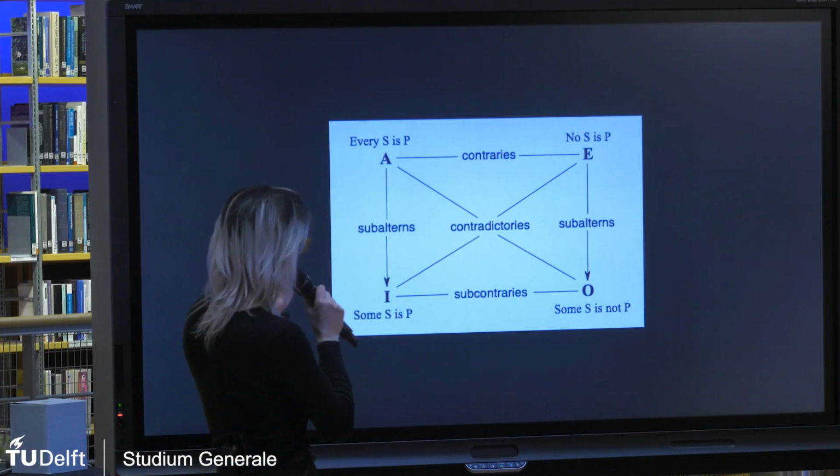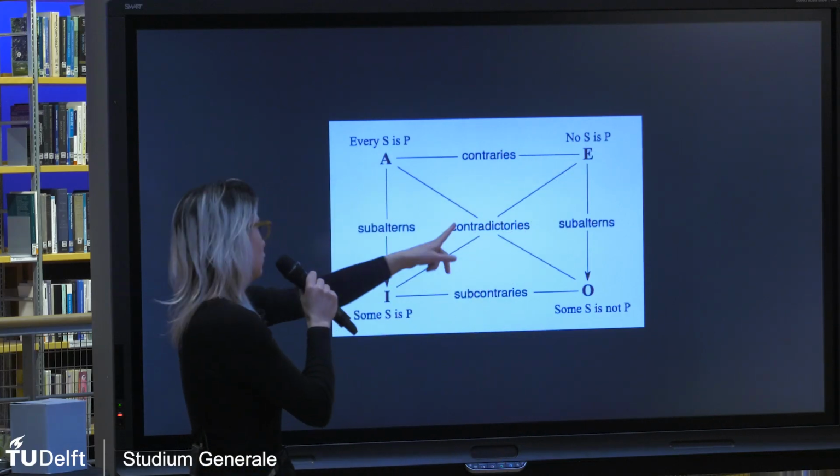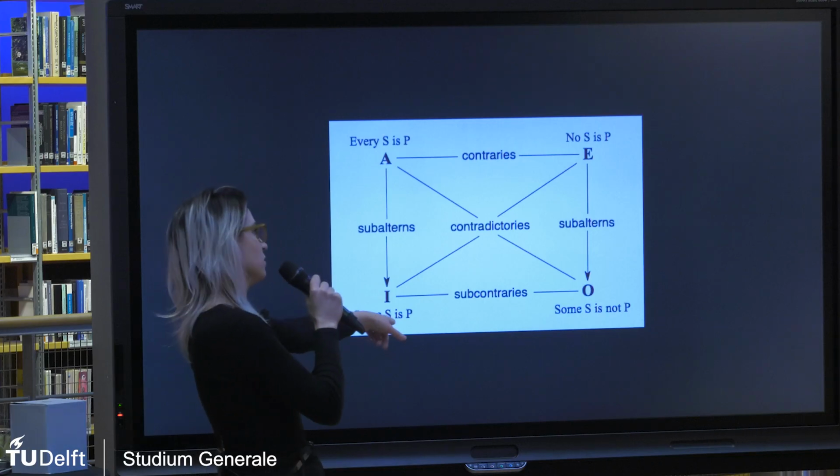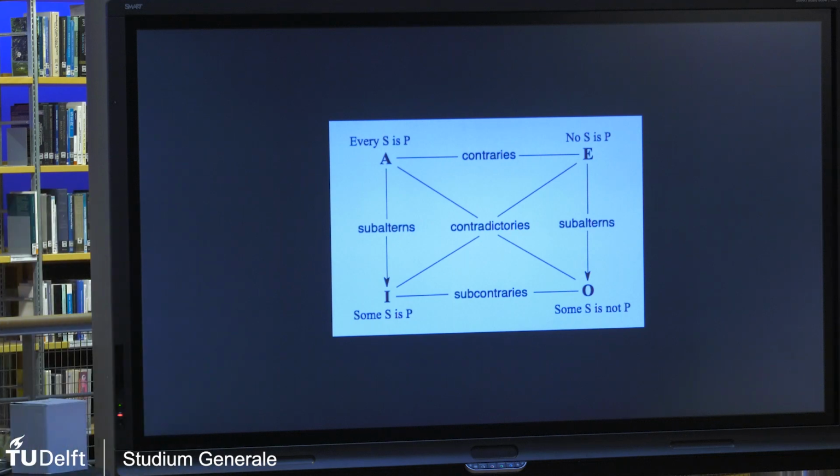So then you have the other example that no man is white, and the same equal contradiction would be some man is white. So let me come back to the presentation.